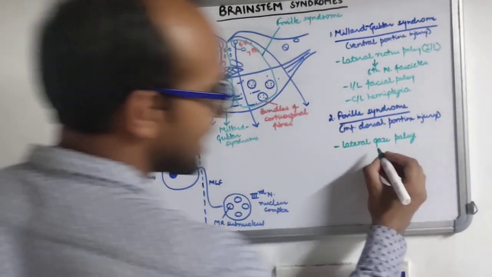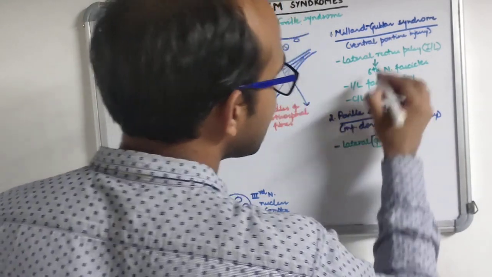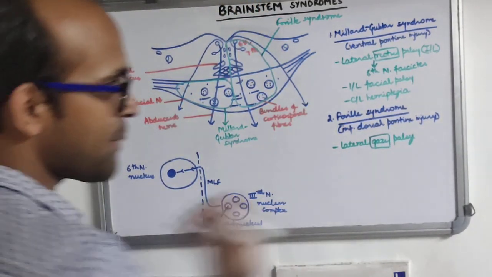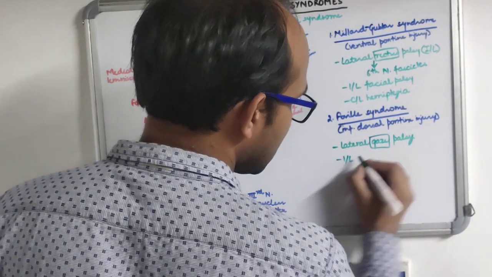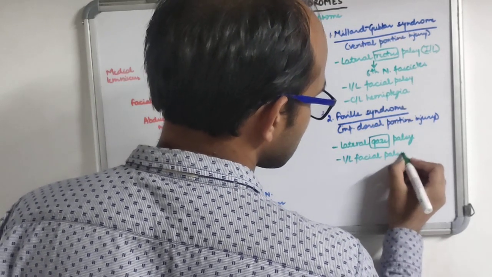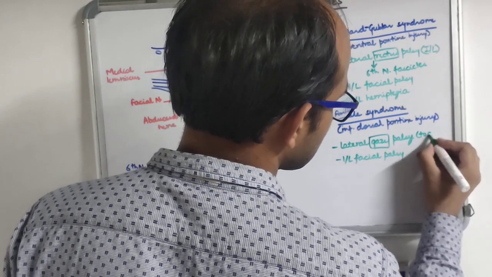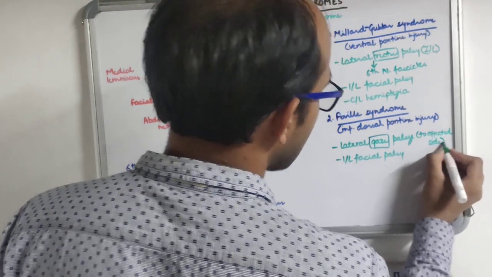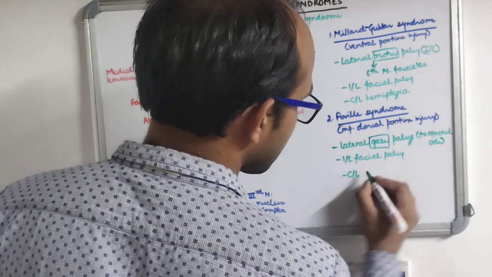So there is lateral gaze palsy. This is important. Here there is lateral rectus palsy. Apart from that, again there is ipsilateral facial palsy, and there is contralateral hemiplegia.